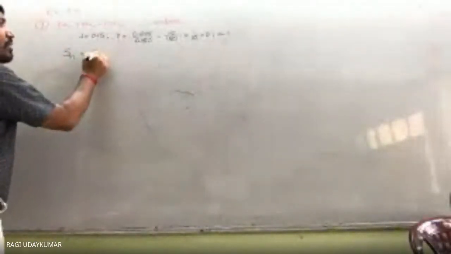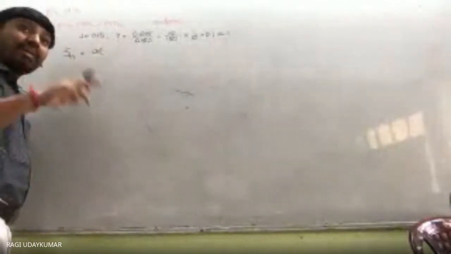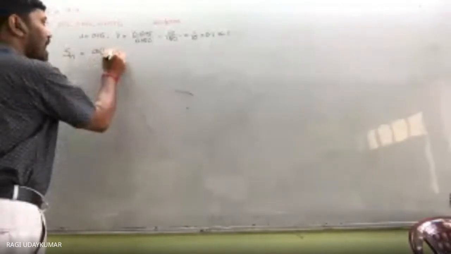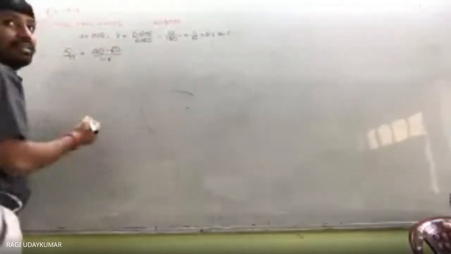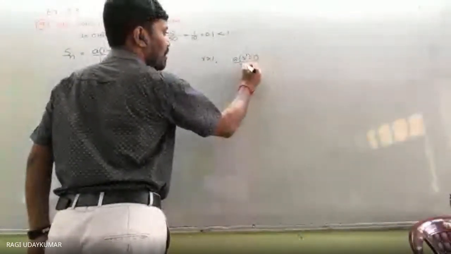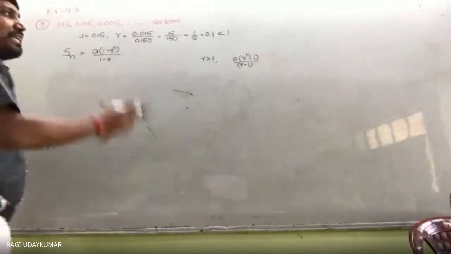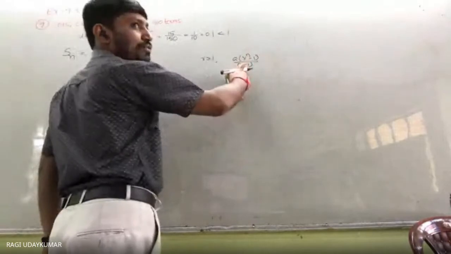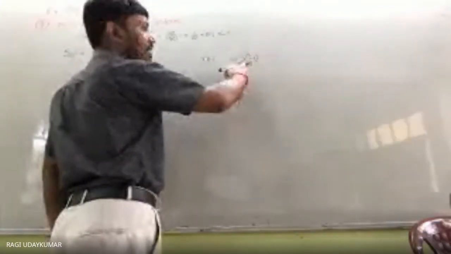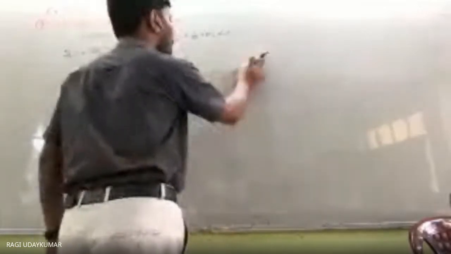If R value is less than 1, Sn is equal to A into 1 minus R to the power of n by 1 minus R. If R value is greater than 1, A into R power n minus 1 by R minus 1. So do remember that one here. Simple here. If you take the wrong one for less than 1, the sum will come out negative. Sum we are going to get in negative. So that's why it is better, easy to remember, not complicated.